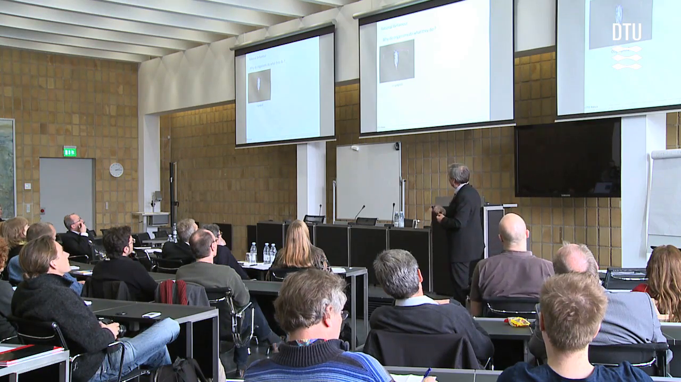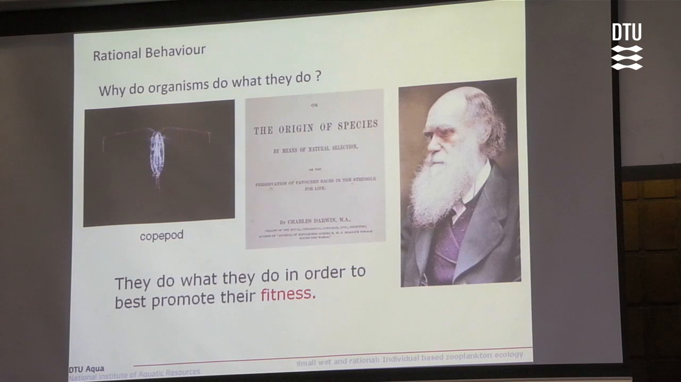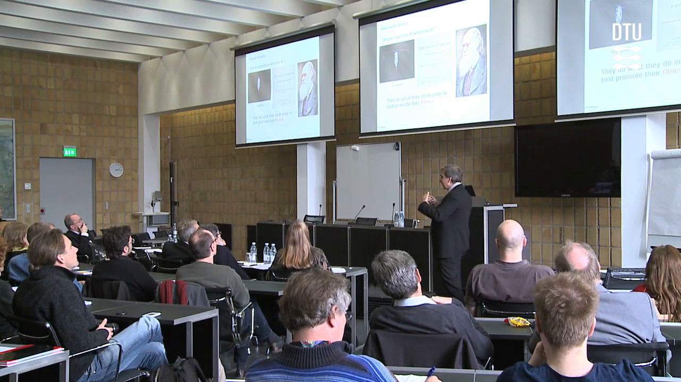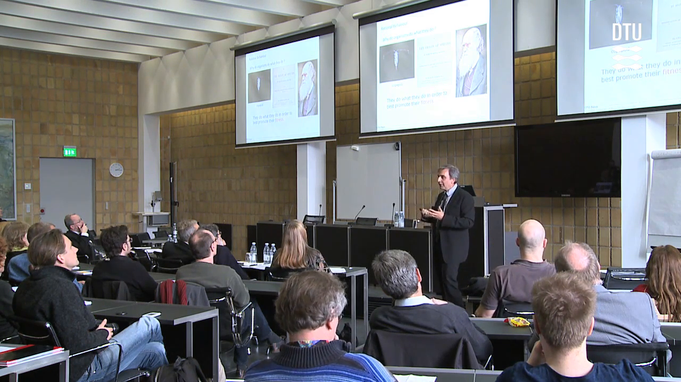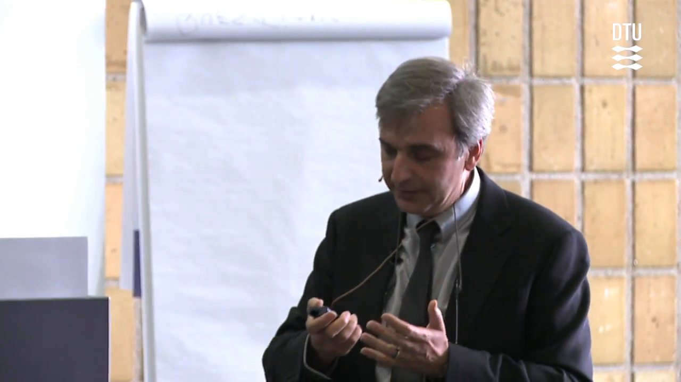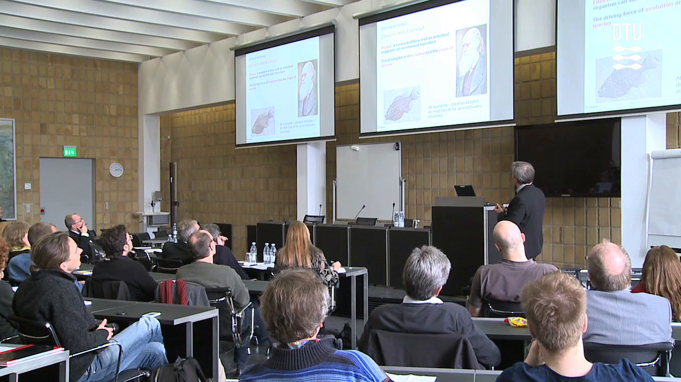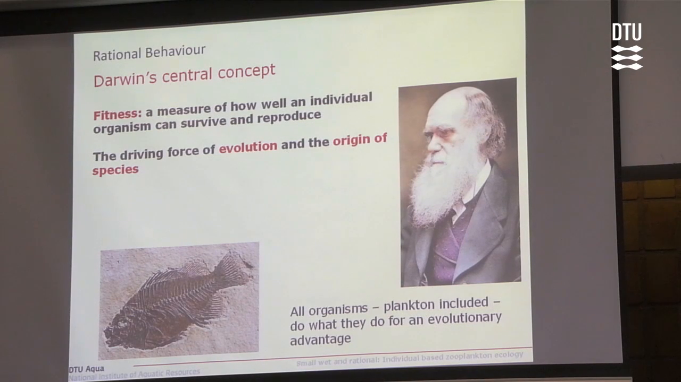So, rational behavior. This is where we start: why do organisms do what they do? Well, of course, they do what they do because they want to promote their own fitness. And this is Darwin's central idea, that life is shaped by natural selection, and that natural selection impacts their fitness. Fitness is a measure of how well an individual organism can survive and reproduce, and it's the driving force of evolution.